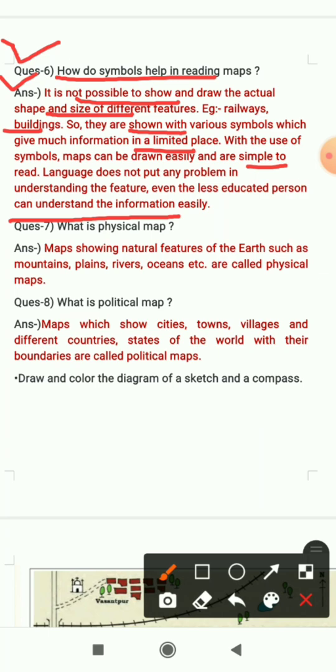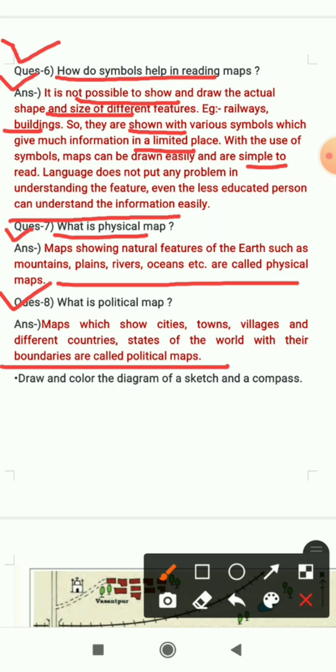Let's see question number 7, that is what is a physical map, and the answer is, maps showing natural features of the earth such as mountains, plains, rivers, oceans, etc. are called physical maps. Question number 8 is what is a political map? Maps which show cities, towns, villages and different countries and states of the world with their boundaries are called political maps.